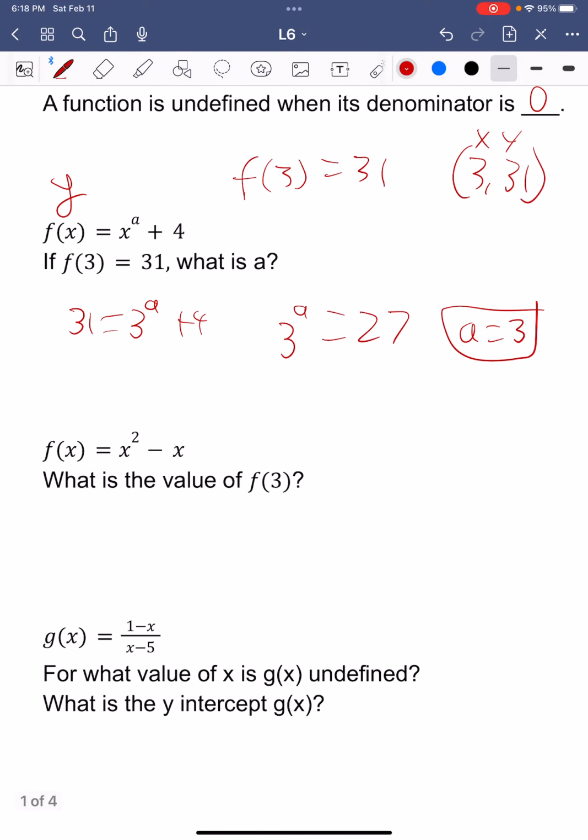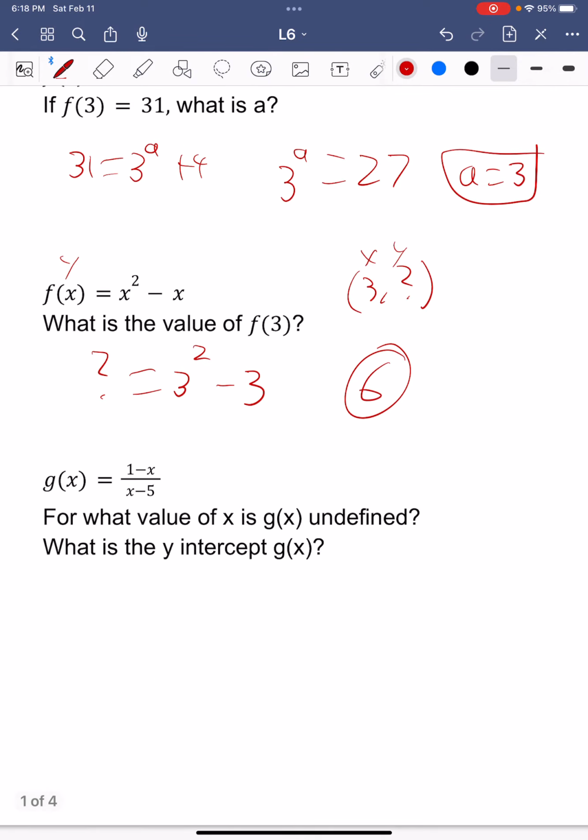Let's look at this one. So we know that 3 comma something lies on this graph because f of 3 is something. So if we know that 3 comma something lies on the graph, we could plug in 3 and this question mark in for x and y. So question mark equals 3 squared minus 3. 3 squared is 9, minus 3 is 6. So we know that f of 3 is 6.